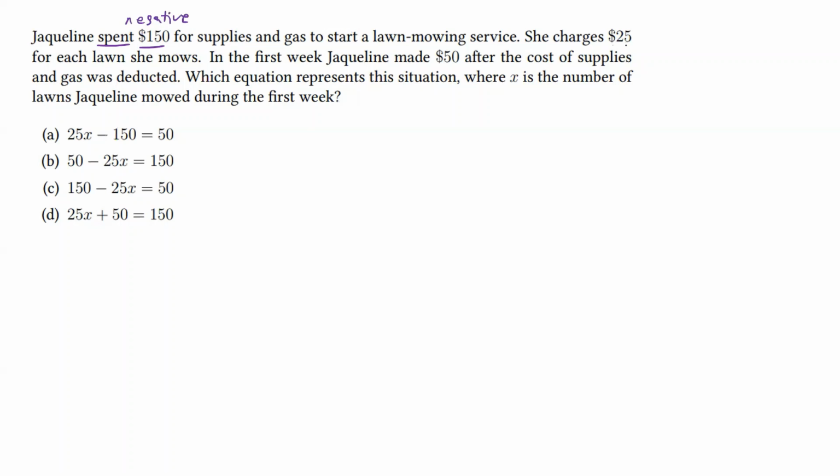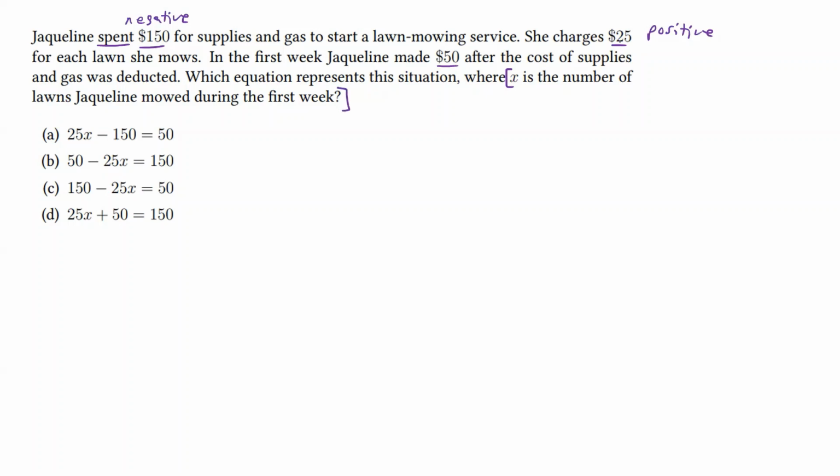She charges $25 for each lawn that she mows. Since she's making money, we understand that this will be positive. Ultimately, after the first week, she has a net gain of $50. We're told that x is the number of lawns that Jacqueline mowed during the first week.